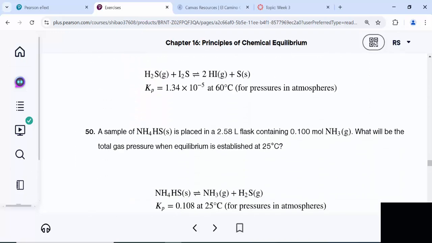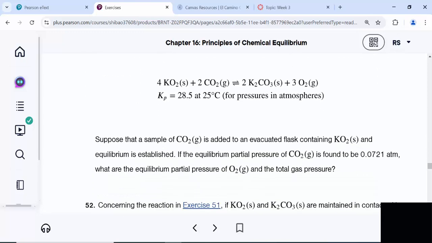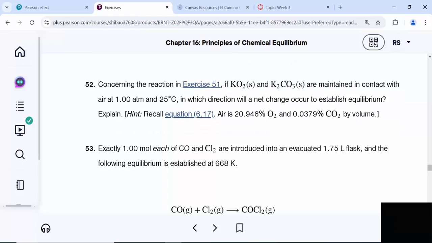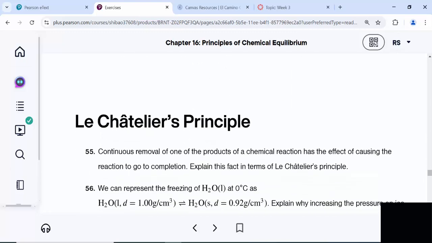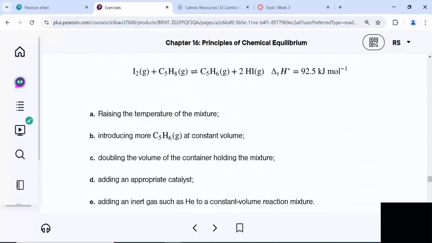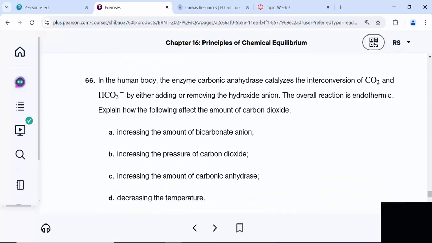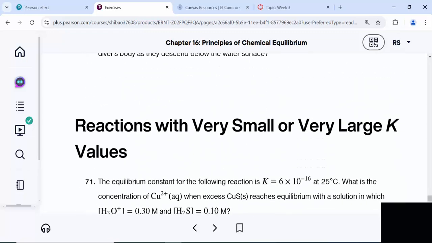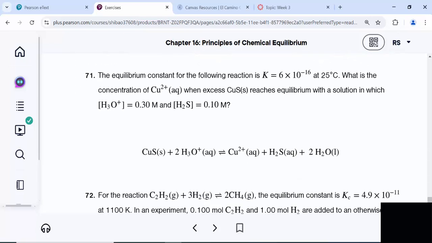These are ICE tables using Kp's. Same thing, except we're dealing with pressures. So P initial, followed by some change, which I could call X, and then P equilibrium. And then we have Le Chatelier's principle. A lot of these are just qualitative. Here, reactions with very small or very large K values.